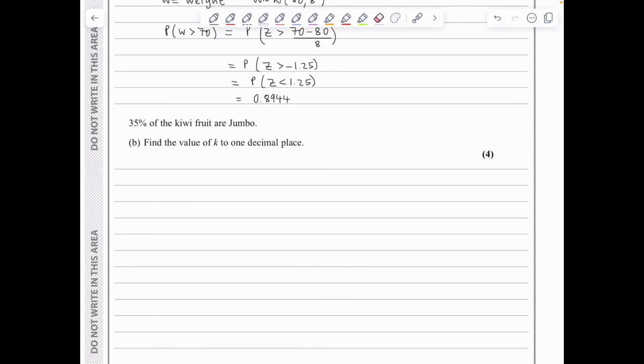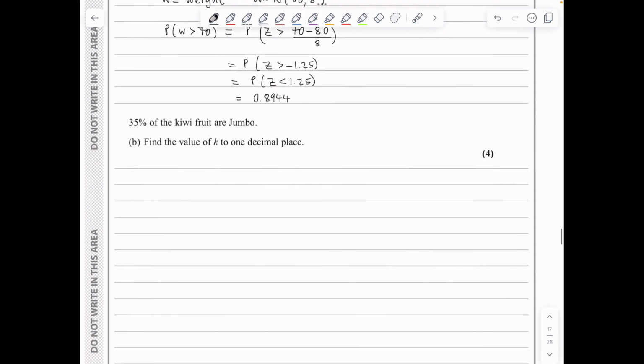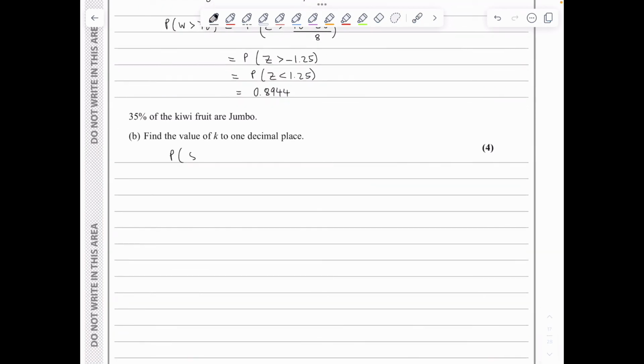In part B, we've got 35% of the kiwi fruit being jumbo, and we need to find the value of K to 1dp. We're looking at the table we had here. The jumbos are between 80 and K. So in other words, we have just been told that the probability of 80 being less than or equal to W being less than or equal to K is equal to 0.35, and I will split this into the probability of W being less than or equal to K minus the probability of W being less than or equal to 80, which is 0.35.